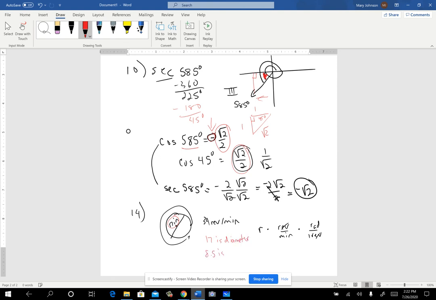Then 8.5 is the radius. I think on the test I made it a radius. So this would be 8.5. Then I'm going to multiply by 34 revolutions per minute. Then I'm going to multiply by 2 pi radians in 1 revolution. And then I just work that out. So take the 8.5 times the 34 times the 2.